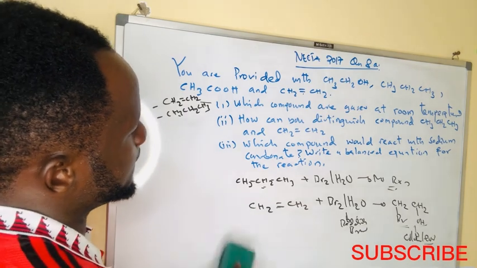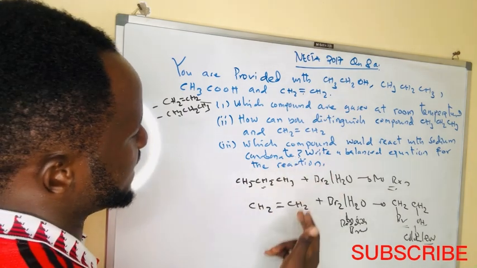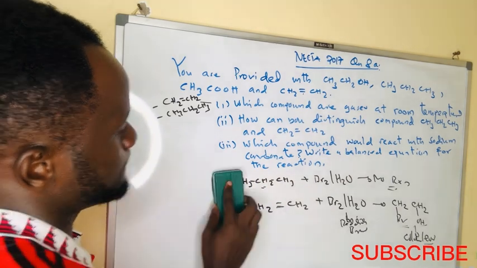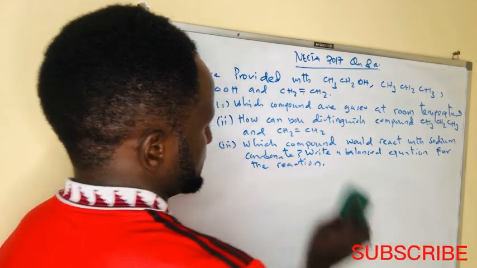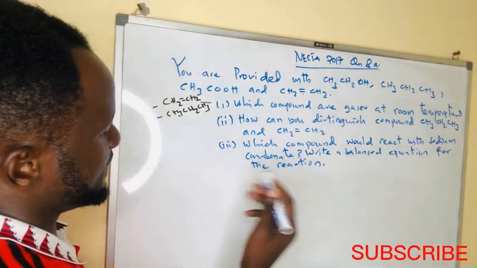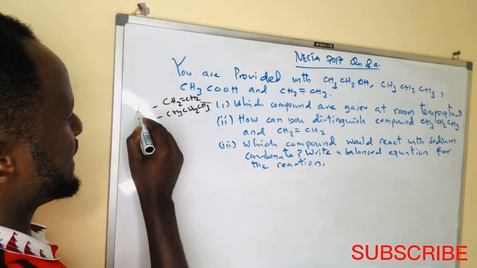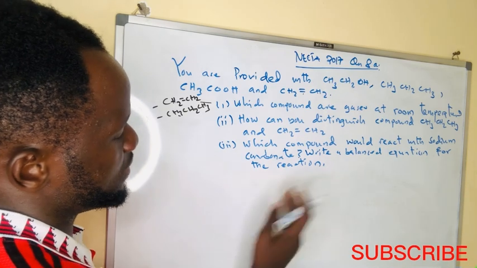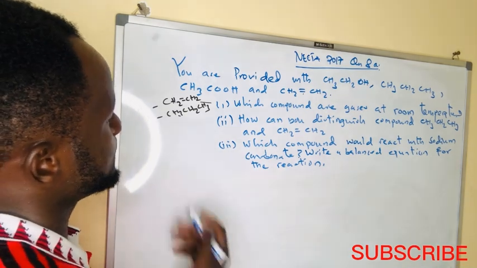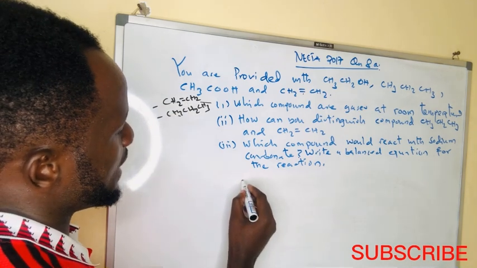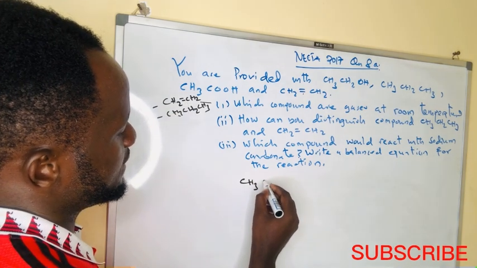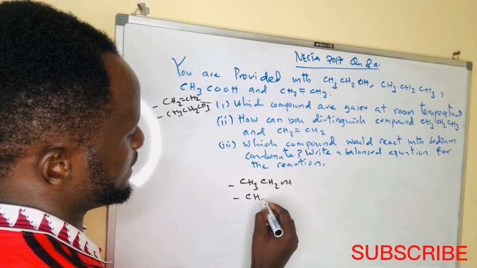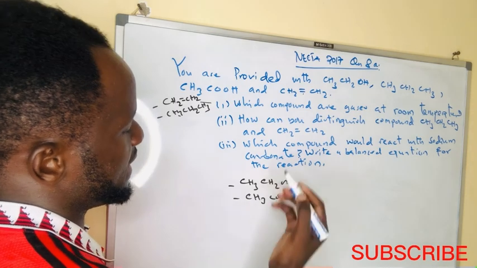And then number 3, which compound would react with sodium carbonate? Write a balanced equation for the reactions. So we have 4 compounds. Number 1, nitakupa sababu baadaye. Alkane and alkene, hizo haziwezi react na base. There's no reaction between bases and alkane or alkene. Now we have alcohol, which is CH3CH2OH. Tunataka to compare between alcohol and carboxylic acid, which one will react with base.